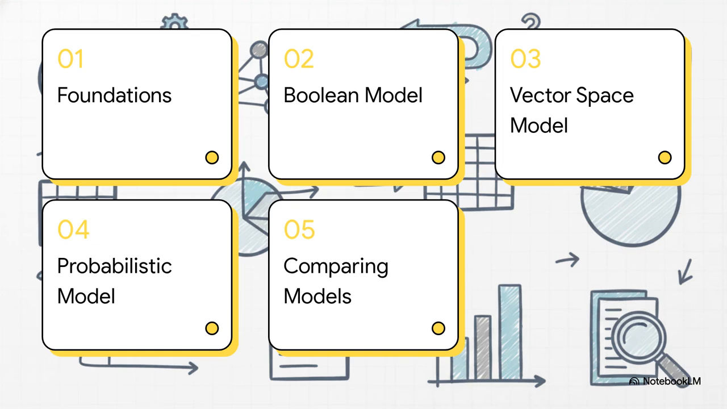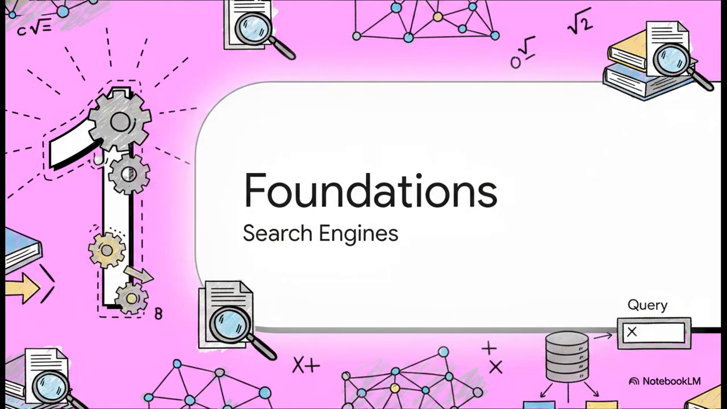So, here's our roadmap. We'll start with the foundations of search engines, and then unpack the three mathematical pillars that solve this massive search problem: the Boolean model, the vector space model, and finally, the probabilistic model. Then we'll wrap up by comparing them. Let's get started. Part 1.